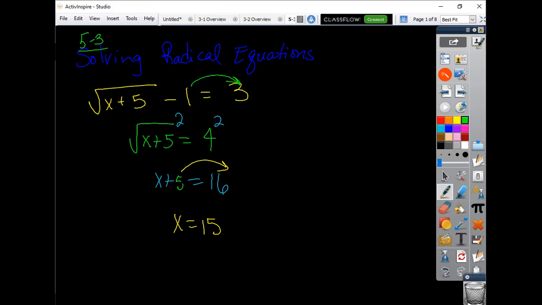So when I subtract that 5 to the other side, this should have been 11. Check that. 11 plus 5 is 16. Square rooted is 4, minus 1 is 3. So there you have it. Check your work. You might almost think I would do that on purpose to emphasize that, but I didn't.